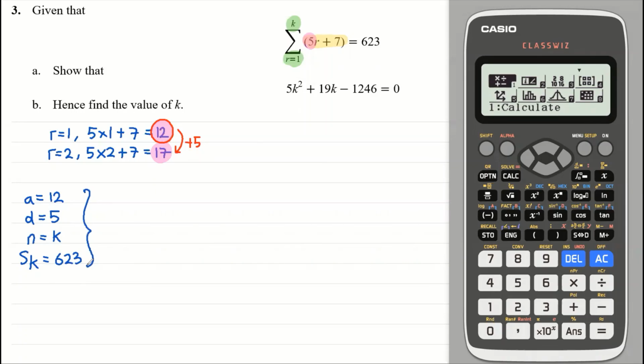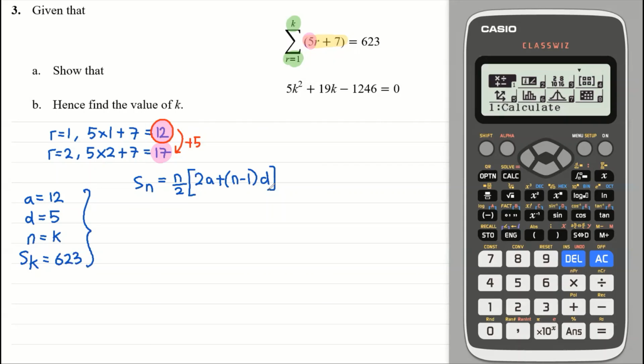So we've got all this information, and we can plug all this into the arithmetic series formula. So remember, the formula for the sum of n terms, given to you in the formula booklet, of course, equals n over 2 multiplied by 2a added to n subtract 1 multiplied by d. We'll close that off. That's what we're going to use.